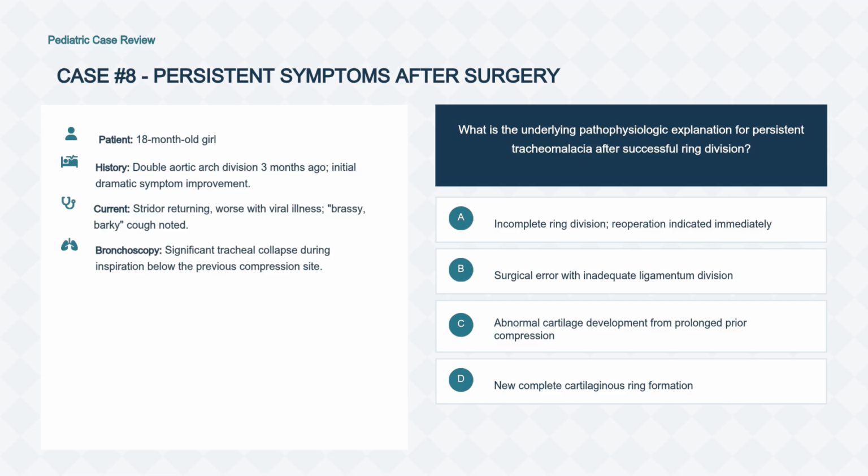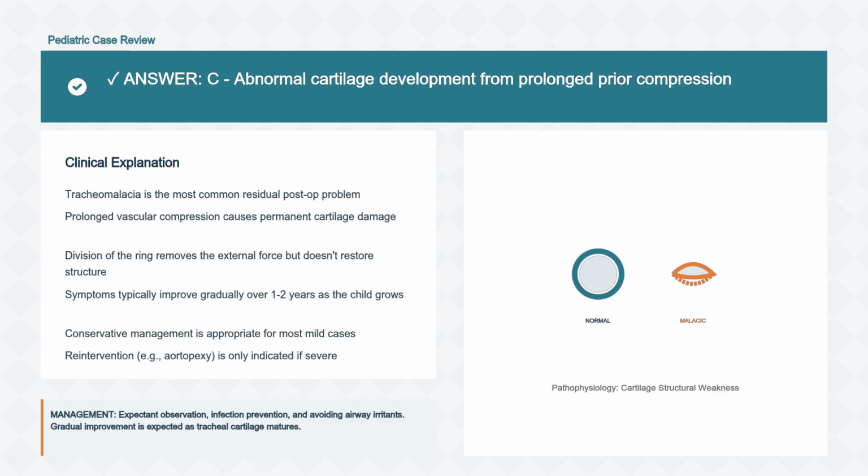Option A, incomplete ring division. Option B, surgical error. Option C, abnormal cartilage development from prolonged prior compression. Option D, new complete cartilaginous ring formation. The correct answer is option C, abnormal cartilage development from prolonged prior compression.